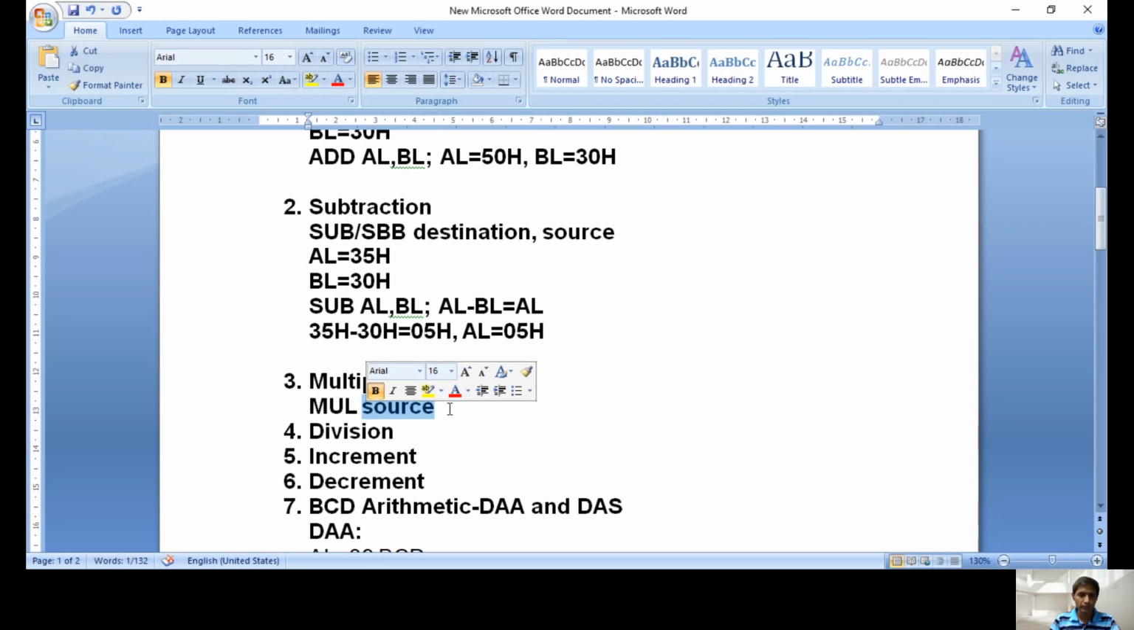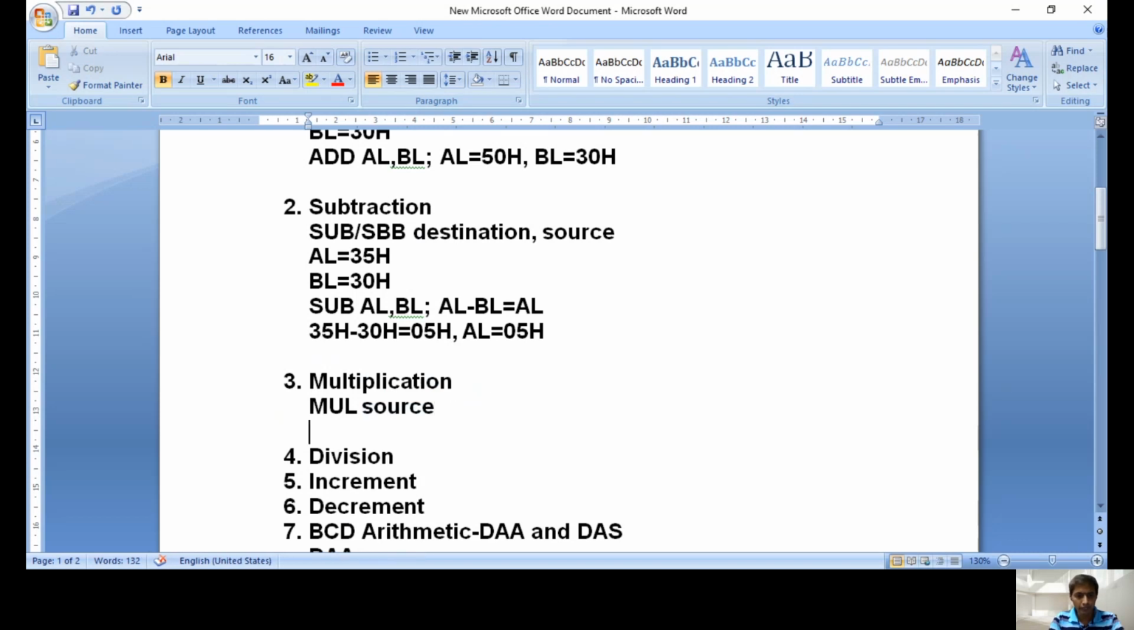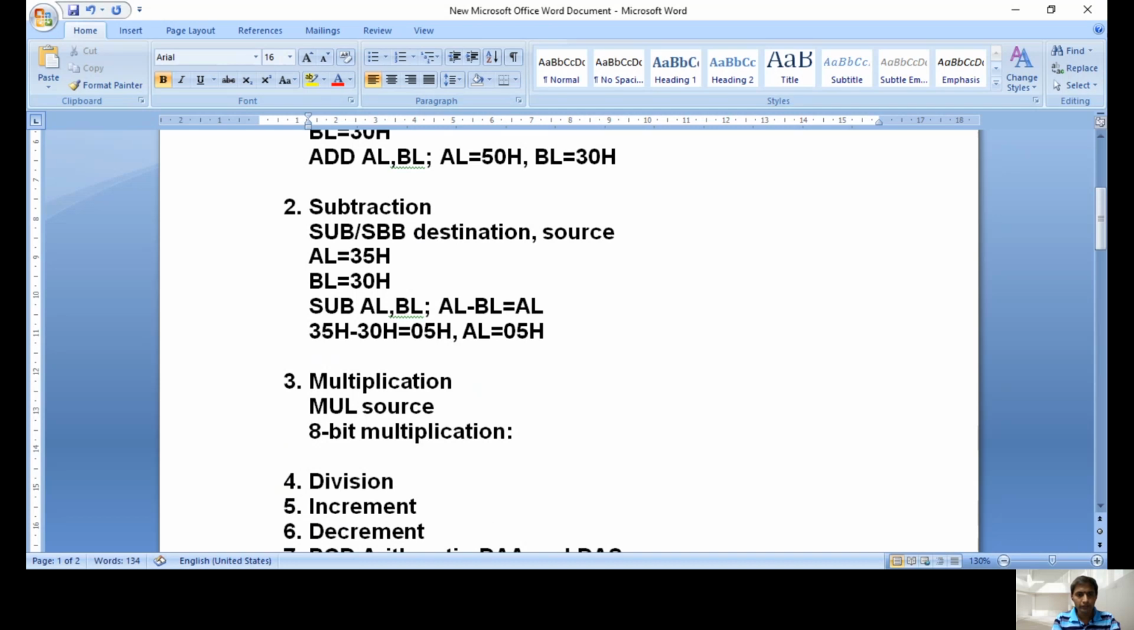Preferably the source must be base register only. For 8-bit operation, BL is the source register. For 16-bit multiplication operation, BX is the source register. Let us see an example. Assume it is an 8-bit multiplication. So first syntax for 8-bit multiplication is MUL space BL. So here no need of using destination. Destination itself acts like an accumulator only. So this is the syntax for multiplication.